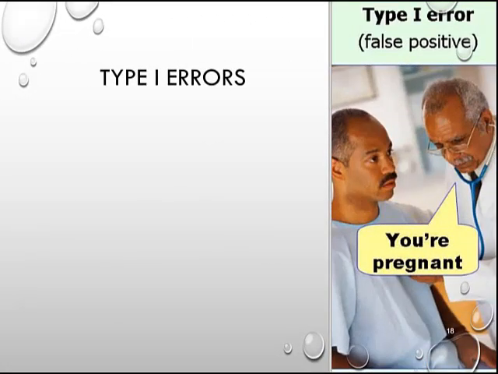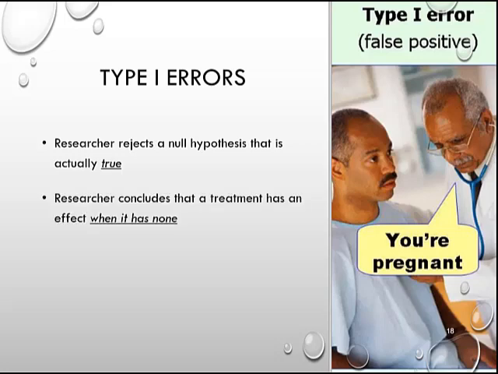Next, let's talk about the two types of errors that we can make when it comes to research hypotheses. Sometimes a researcher rejects a null hypothesis that is actually true. So here, the researcher concludes that a treatment has an effect when it actually had no effect. In this case, the researcher falsely concludes that the treatment has an effect, which is then a type 1 error. The alpha level is the probability that a test will lead to a type 1 error. Think of it in terms of a medical test. A type 1 error is where the person doesn't have a disease, but the test says they do. So that's a false positive.